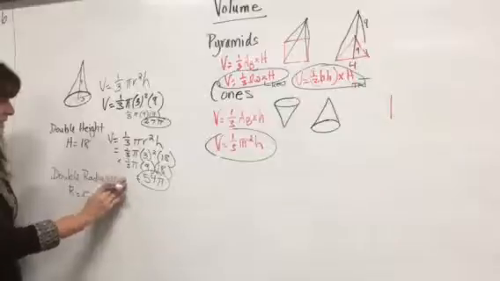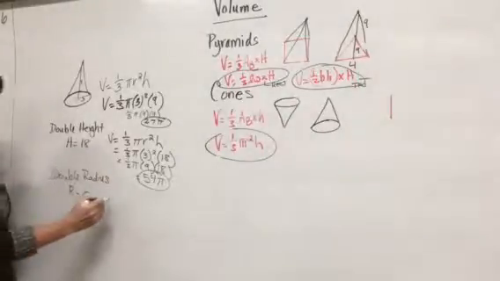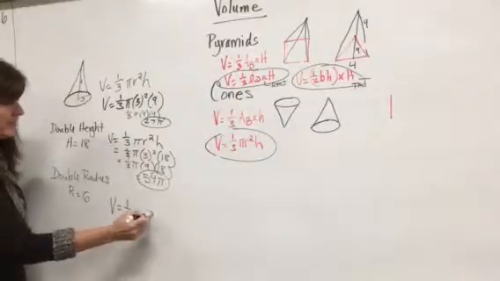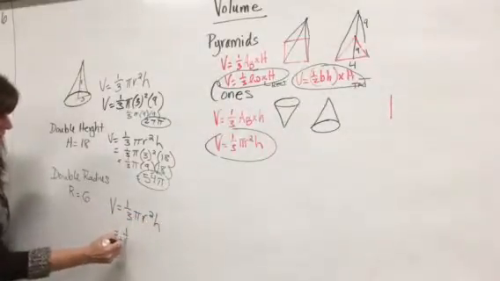Now let's see what happens when I double the radius. 1/3 pi.